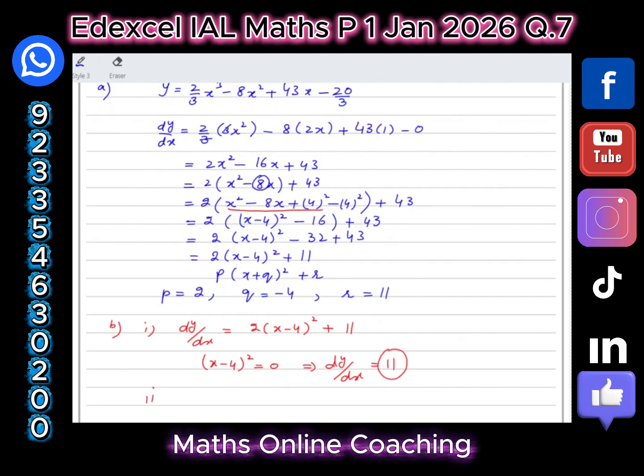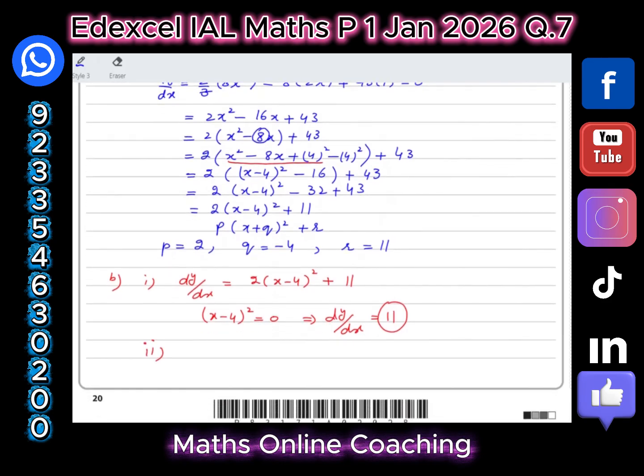In part 2, we have to find the value of x for which this minimum value occurs. This minimum value occurs when x minus 4 is equal to 0, which gives x is equal to 4. So this is the value of x for which the derivative is minimum.